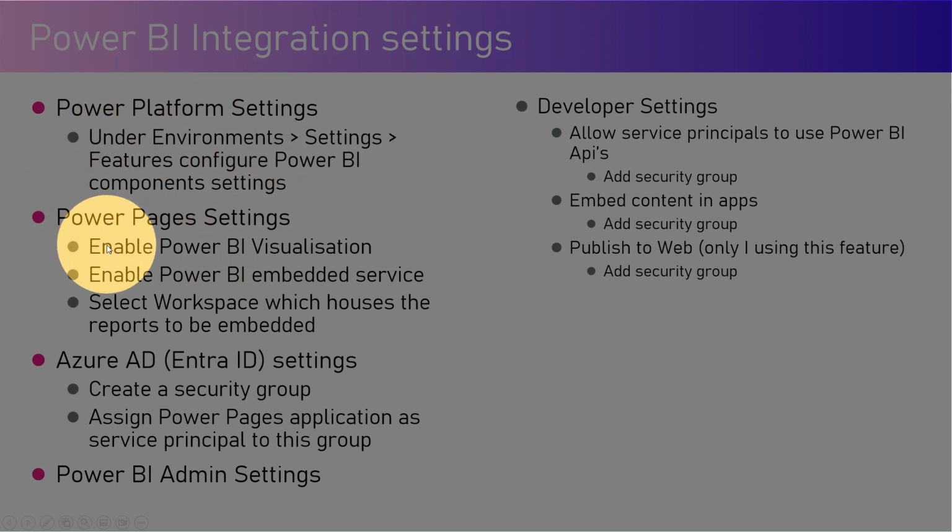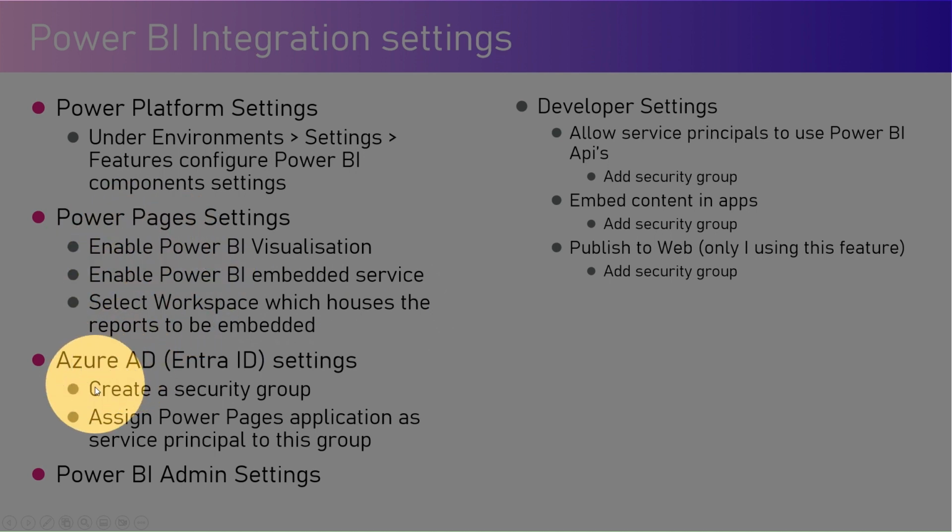Within Power Pages, you need to go into the back end and enable the Power BI visualization and Power BI embedded service. The difference is that the Power BI embedded service will allow you to use the modern workspaces, which are available within the Power BI service. The next step is to select the workspace which houses the reports which need to be embedded, and that's it. So that's the setting from the Power Pages side.